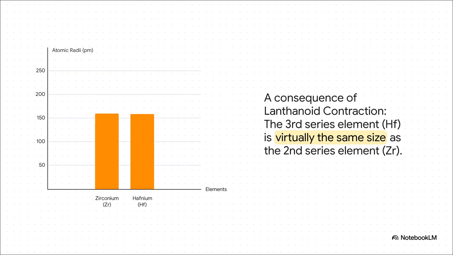And the result of this is just bizarre. Check this out. Look at zirconium and hafnium. They're stacked right on top of each other in the periodic table. Hafnium has way more protons and neutrons, so you would absolutely expect it to be a much bigger atom. But it isn't. It's almost the exact same size. Why? Because that lanthanoid contraction squeezed it down right before it was formed. This makes them act like chemical twins, and it is a nightmare trying to separate them chemically.